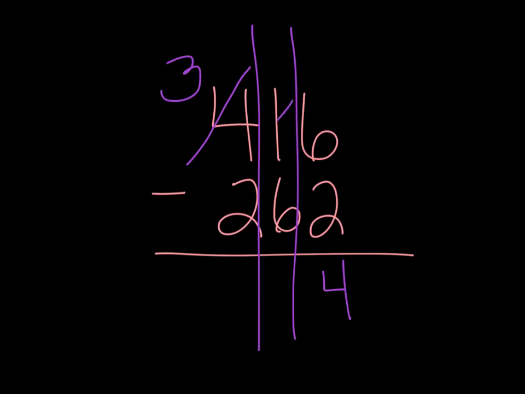So instead of 1 tens bar, now I have 11 tens bars. And I'm going to subtract 11 minus 6, which is 5. And then I'm going to move over to the hundreds. 3 minus 2 is 1. So you can see in this problem, I didn't have to regroup in the ones column at all. It was easy street. But I did have to regroup in the tens column.